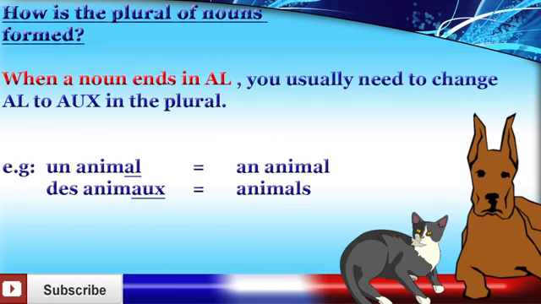When a noun ends in AL, you usually need to change AL to AUX in the plural. For example, un animal, an animal, des animaux, animals.